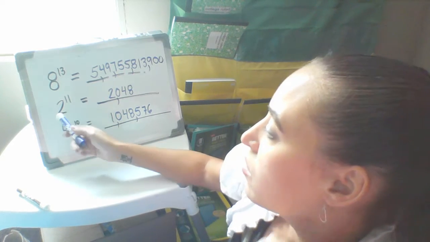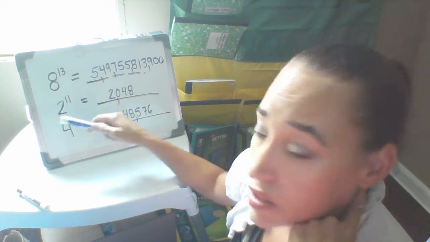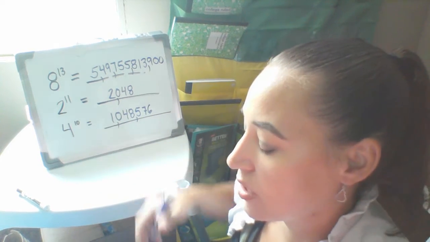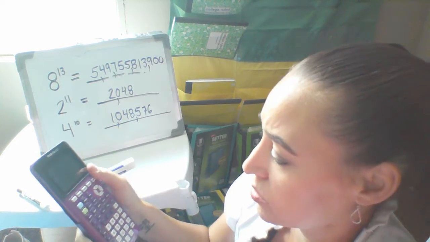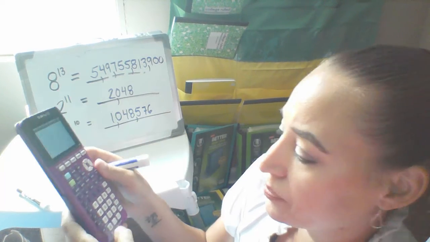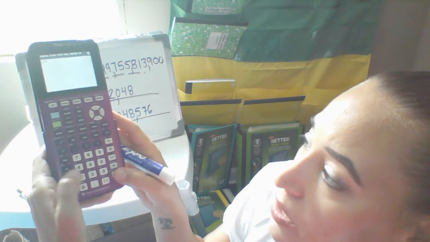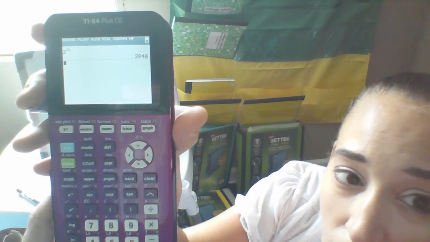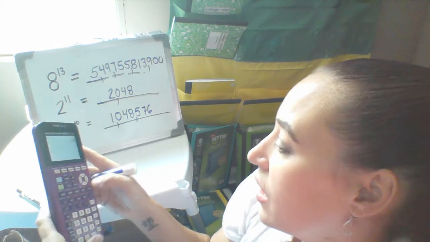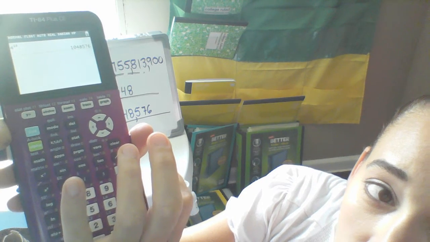Okay, 2 to the 11th is small, so it took out the whole thing for you guys. So if you did 2 to the 11th in your calculator, I'm going to demonstrate on this one for those who have the caret sign. So I just clear it. I press 2. I press the caret. I press 11, I press enter, and that's what I got. Okay, and then you press 4, caret, 10, enter, and that's what you get.